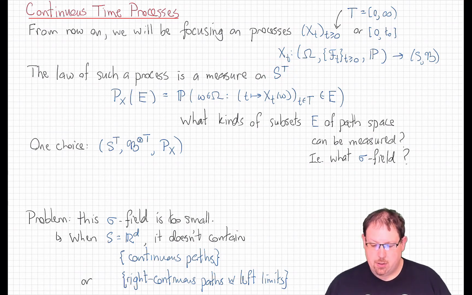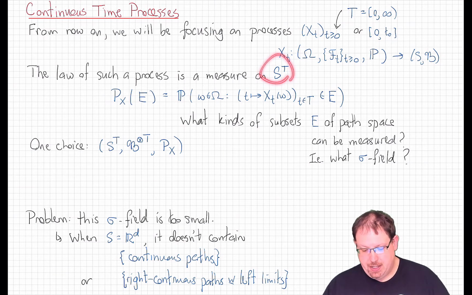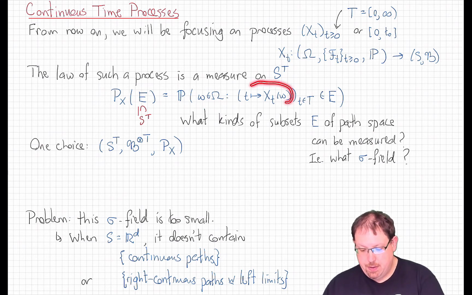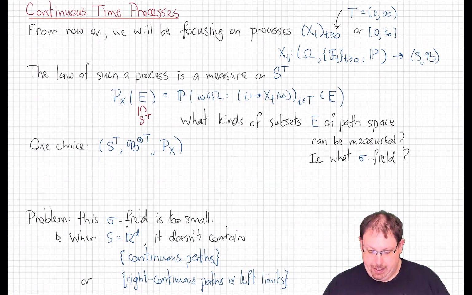Now we can always construe any process that we have taking values in a state space S as a coordinate process in S to the T. In other words, the law of that process is a probability measure defined on some sigma field over the space S to the T. That probability measure measures, for a subset E of S to the T, the probability of the set of all paths omega, where we're identifying omega as a path, the path which takes t to X_t of omega for each fixed outcome omega, and asking whether that path is in the set E.